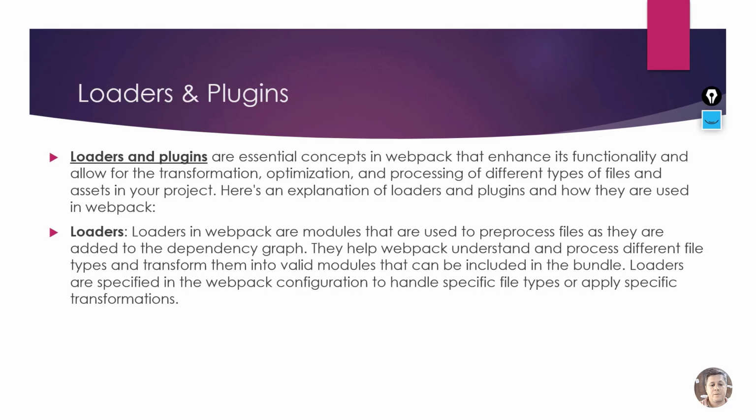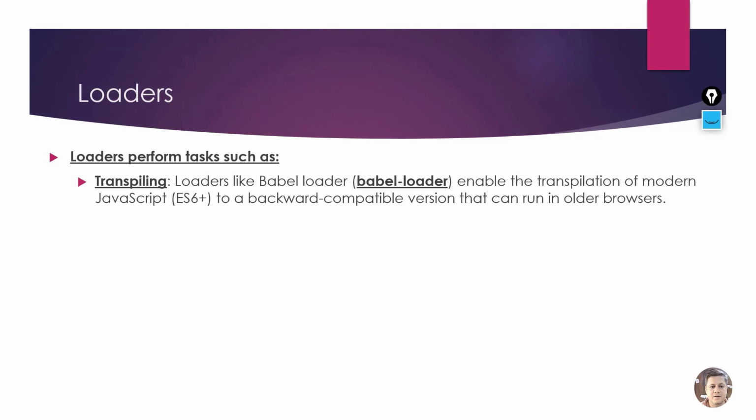So loaders in Webpack are modules that are used to pre-process files as they are added to the dependency graph. I told you about the dependency graph. Now, pre-process means what? It creates the static file before execution, at the time of compilation. So they help Webpack understand and process different file types and transform them into valid modules that can be included in the bundle. They are specified in the Webpack configuration to handle specific file types. So we need to mention which file type the Webpack loader needs to consider. You will understand in the next example.